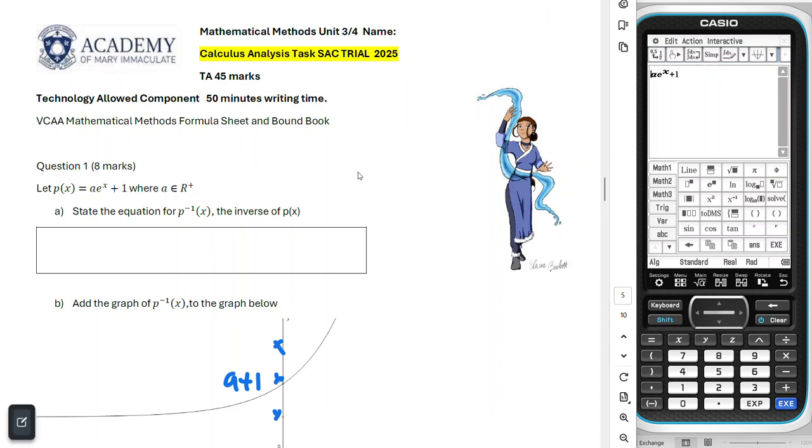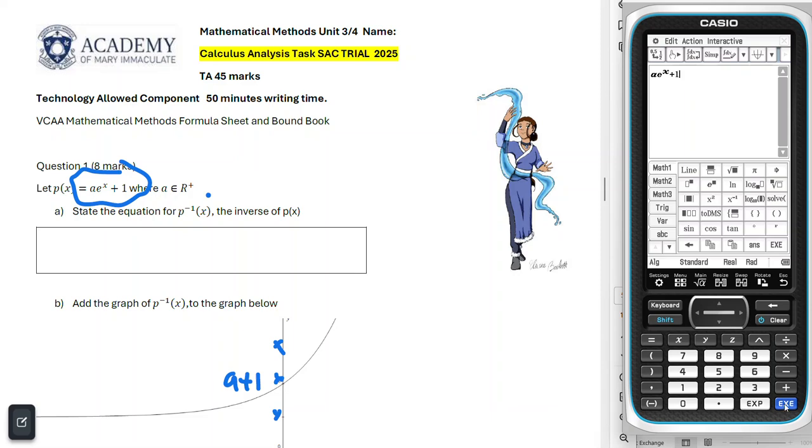Okay, so tick aloud question number 1. We have this exponential. State the equation of the inverse. Okay, so I've got the exponential over here typed in. I'll press X here and make sure that the A is all okay. So I'm going to make it equal to X and replace the X with Y instead.